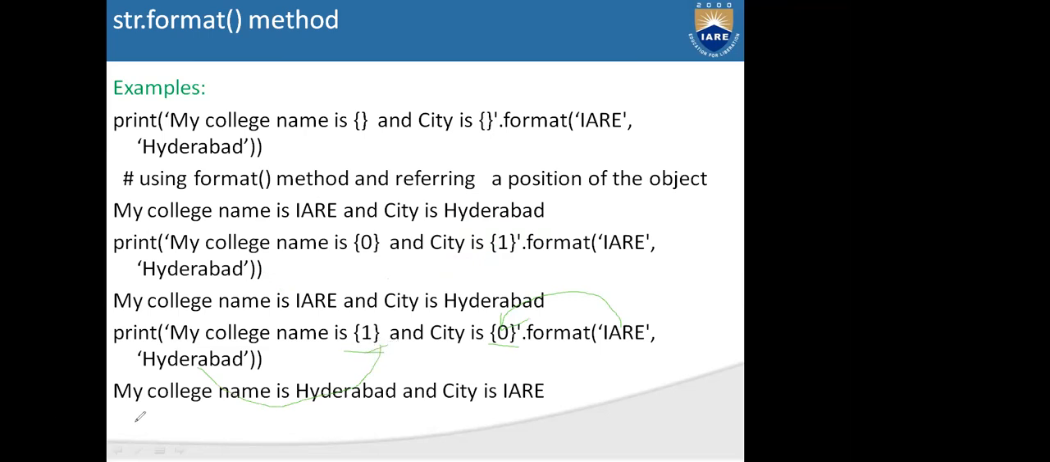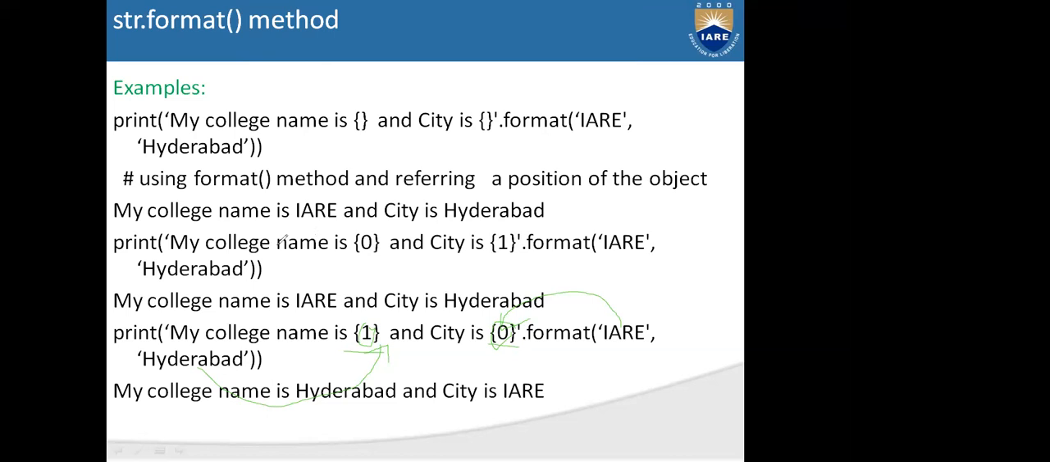So what will be the output? My college name is Hyderabad and the city is IARE, because you are providing these positional arguments in respective positions that are not in order. That's why wherever you are providing, it need not be in order. What I mean to say is, it need not be 0, 1, 2, 3 here. You can give any positional number here, but the positions are taken from this format method.